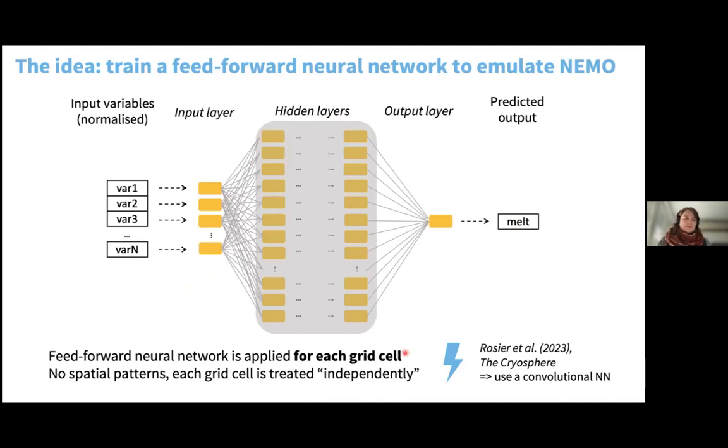What is special here is that I chose a feed-forward neural network, which is applied to each grid cell. So it doesn't know what happens in the grid cell next to it. There are no spatial patterns, and each grid cell is treated independently. There is another study that just came out two weeks ago by Rosier et al., where they used a convolutional neural network, which looks more at the patterns, but they have other limitations, for example a fixed size of the domain, and I wanted something that I can apply to my realistic ice shelves.